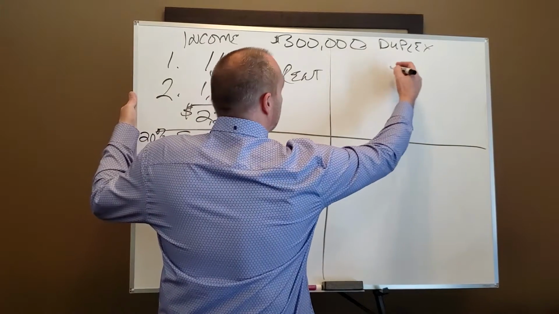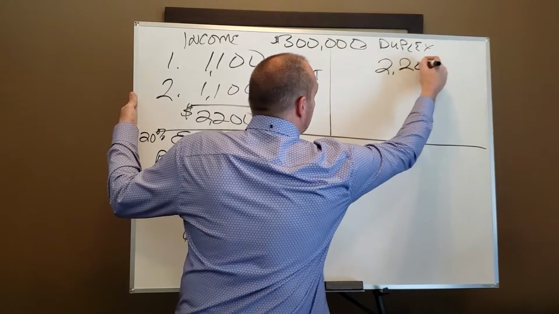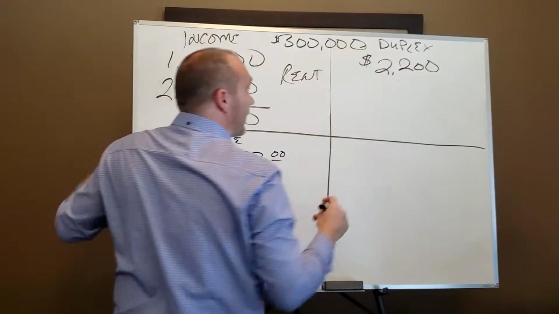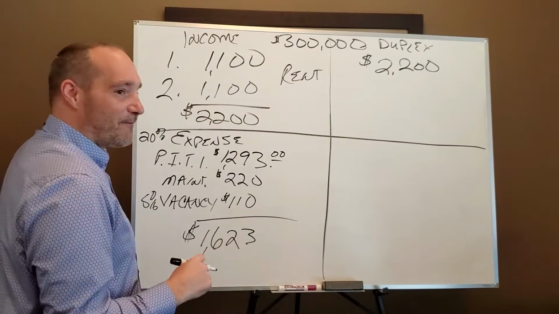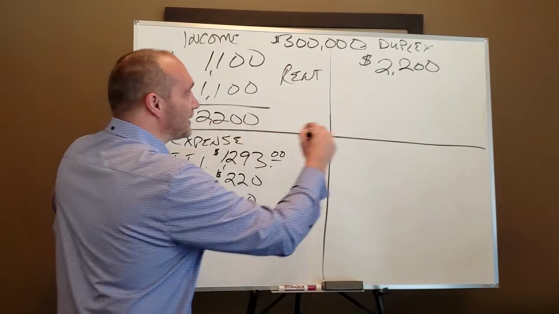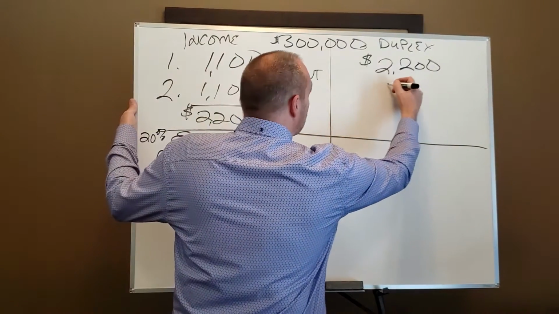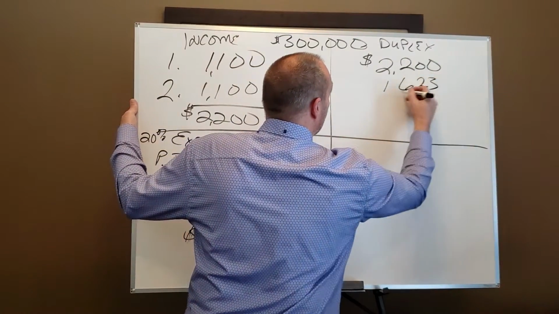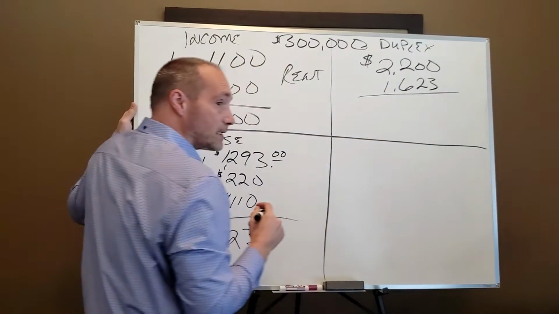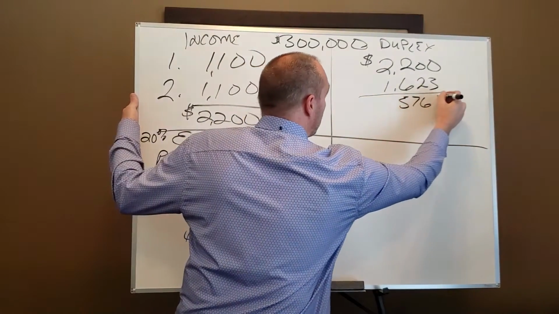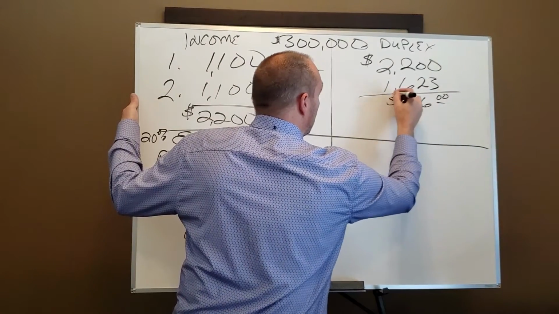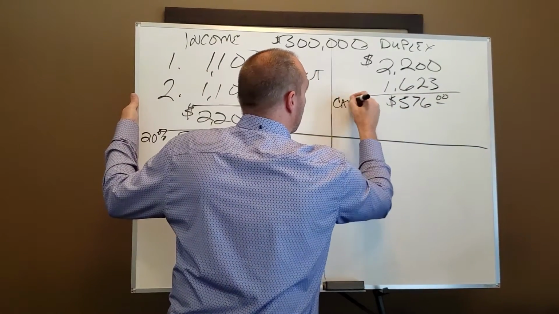So I'm just following my cash flow model that I use when I evaluate properties myself. I've got a screen up over here where I'm pulling the numbers off of a spreadsheet that I use. And we've got $1,623 a month coming out in expenses, which gives us $576 a month of cash flow.